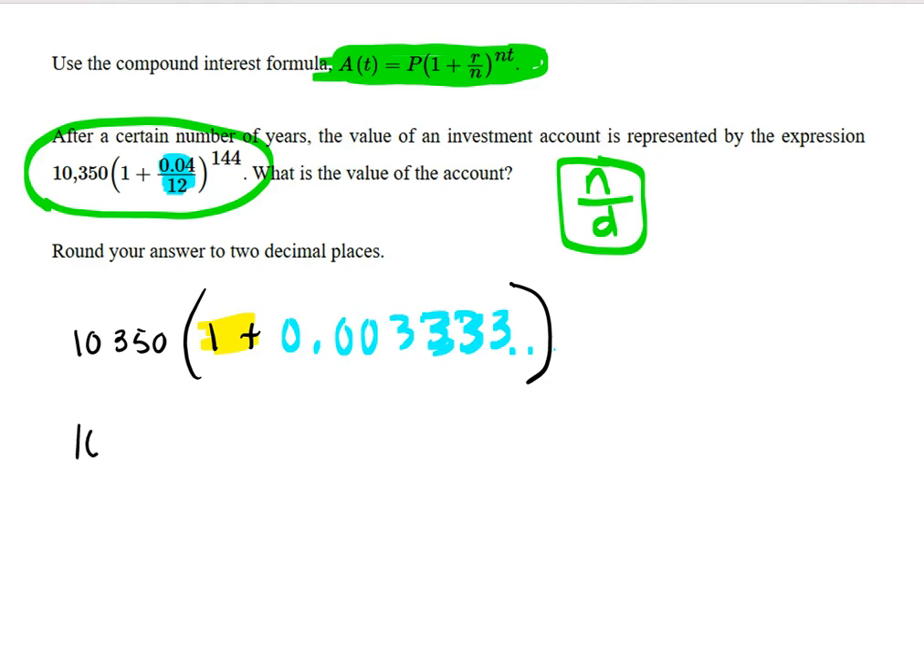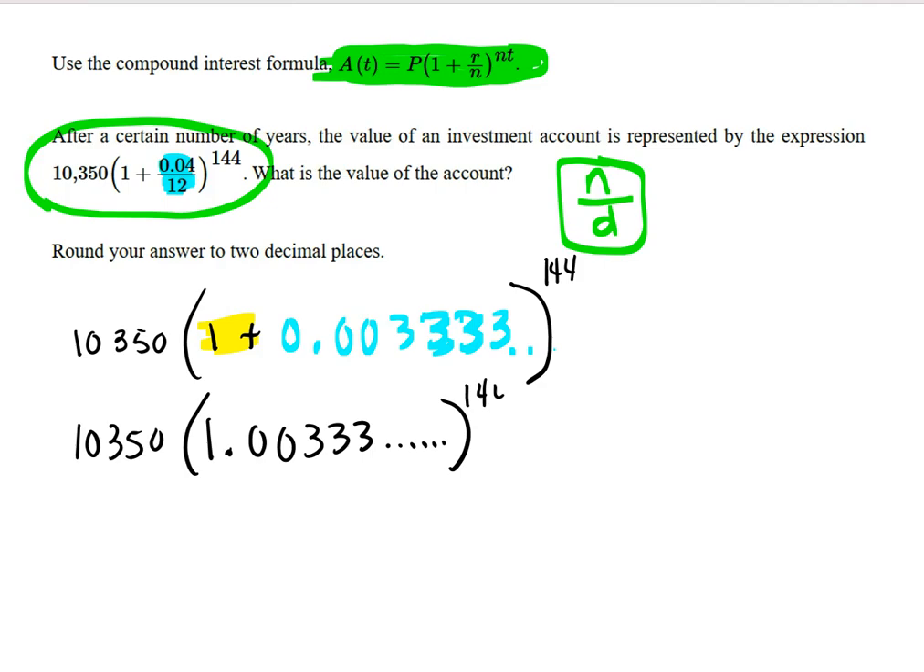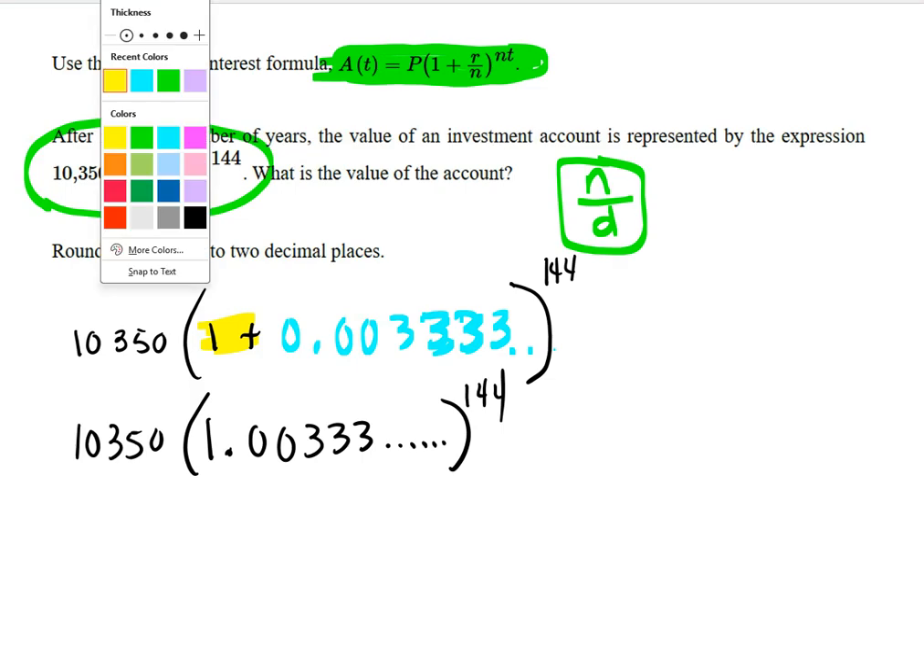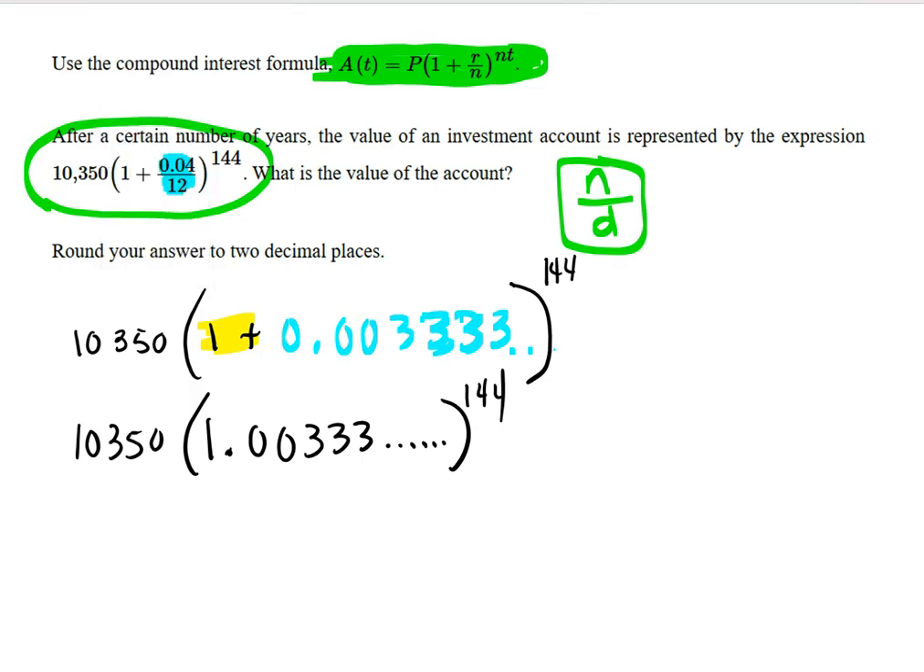So at this point I've got 10,350 times 1.00333... Oh yeah, don't forget it's still raised to the 144 power. Okay, so that finishes everything inside the parentheses. So the next thing I would do is take this number, which is still on my calculator, and raise it to this power. So I hit my exponent button, and depending on your calculator, my exponent button looks like that. And I would raise it to the 144 power.